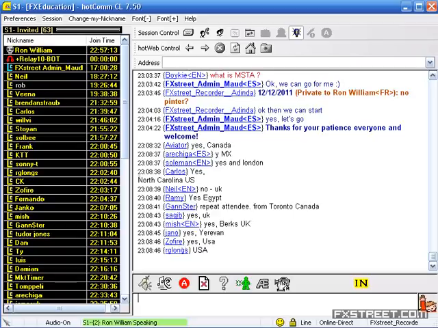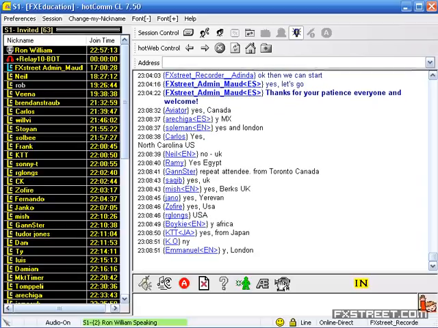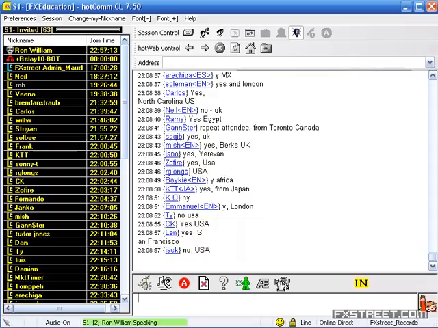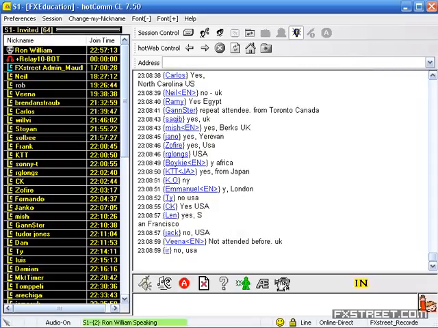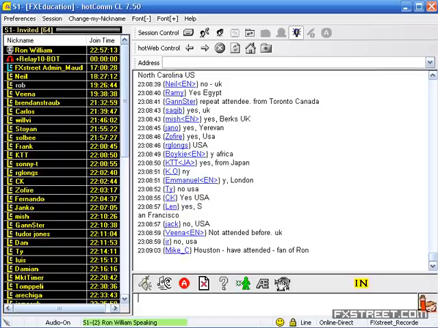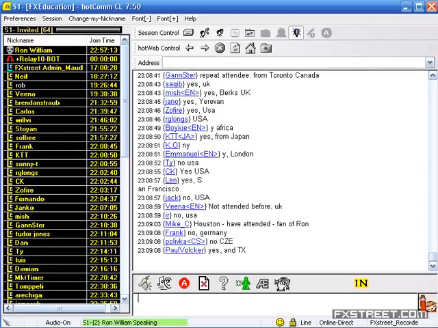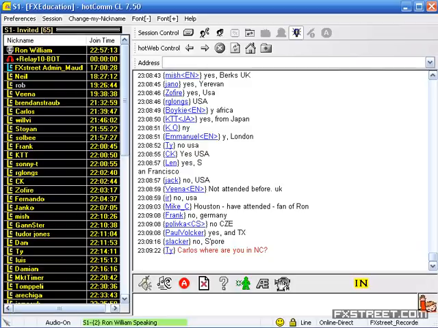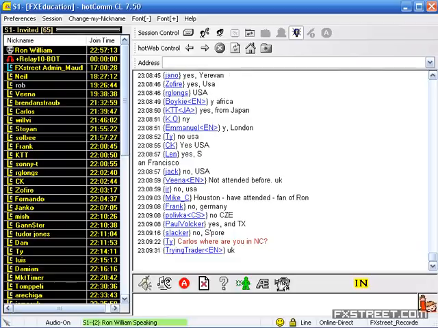So we have Canada, Mexico, London, North Carolina, USA, United Kingdom, Egypt, Canada, UK, Yerevan, USA, Africa, Japan, New York, London, USA again, and USA. We have an even split. Thank you very much from Houston. Apparently a fan. Germany, Czech Republic, Texas. We have quite a big mix here, and I think it's an even split between the USA and England. We have a few people from Asia, Japan, and just recently Singapore. And I think someone's asking where I'm based. I'm based in Switzerland here in Europe, and that's basically where the headquarters of our bank is located.